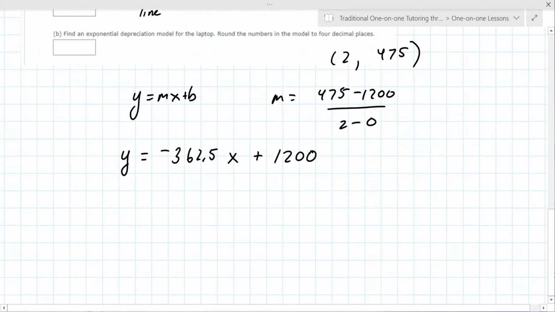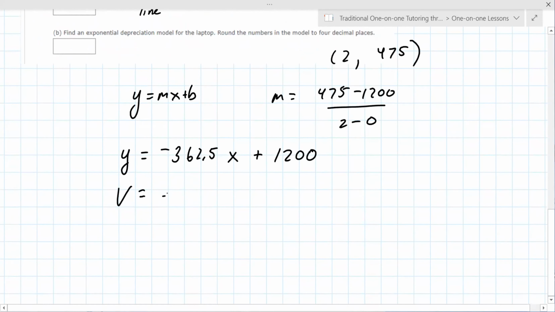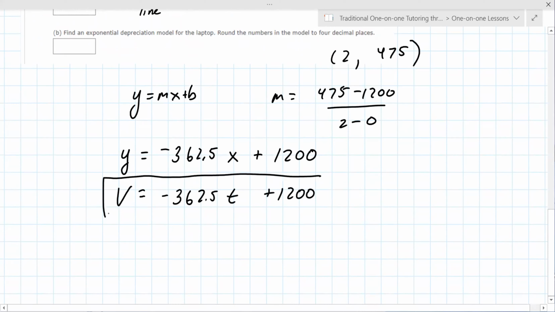And so you're going to want to put V here. Now this came from Niko. Niko, does it tell you what letter to use? Well, I guess we can see it on the other axis on the graphs below. They use a t-axis. So V equals minus 362.5 t plus 1200. You guys probably already know this, but the WebAssigns, Pearson's, all these online things, they're very sensitive. If you don't put the right letter in, you'll get marked off for that.